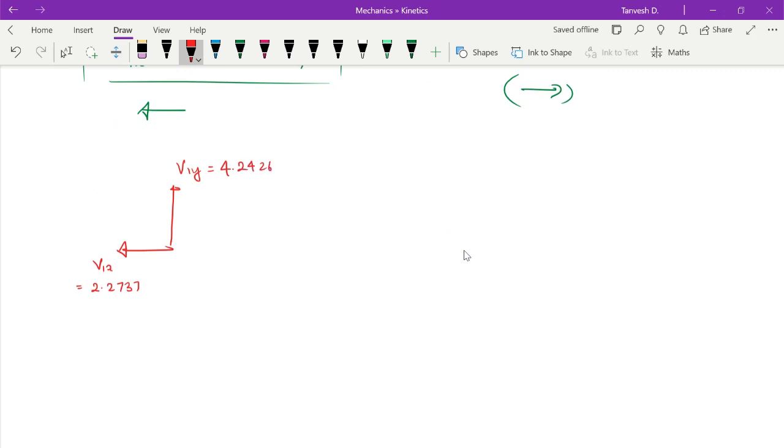4.2426. We need to find their resultant and at what angle it is acting. Let us say it's v1 and this is the angle, theta 1. So v1 you will get as 4.8135 meters per second and theta 1 you will get as 61.8122 degrees. Similarly, v2 also we need to find.